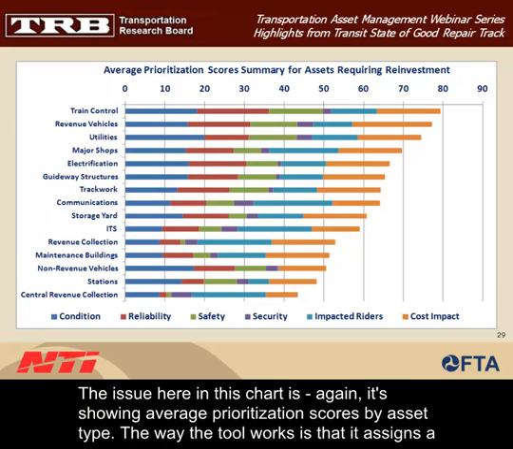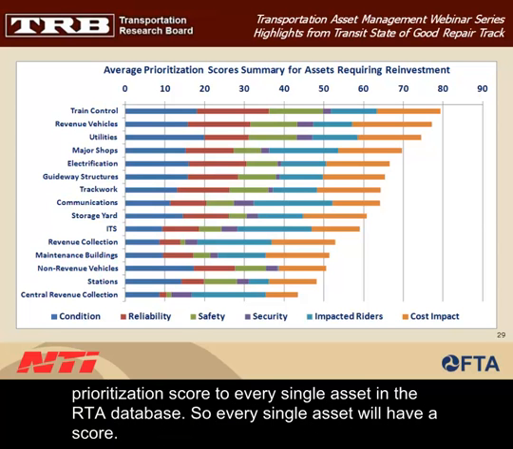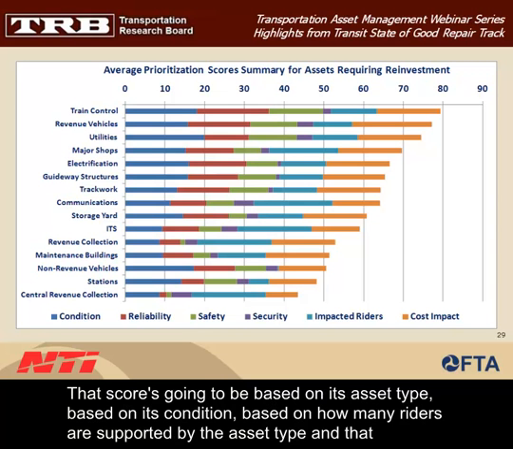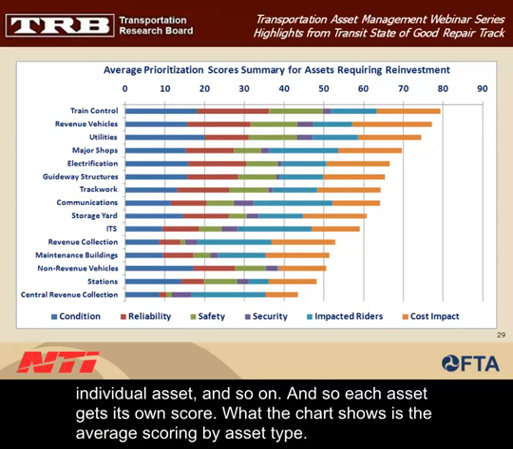The way the tool works is it assigns a prioritization score to every single asset in the RTA database. So every single asset will have a score. That score is going to be based on its asset type, its condition, how many riders are supported by that asset type and that individual asset, and so on. And so each asset gets its own score. What the chart shows is the average scoring by asset type.